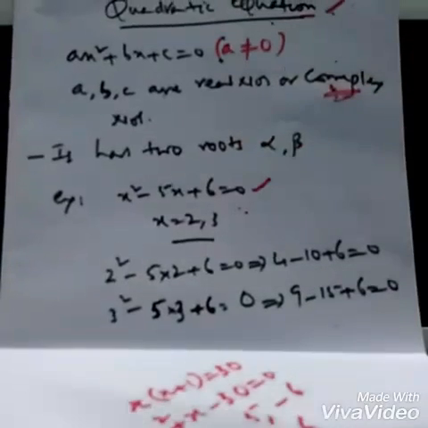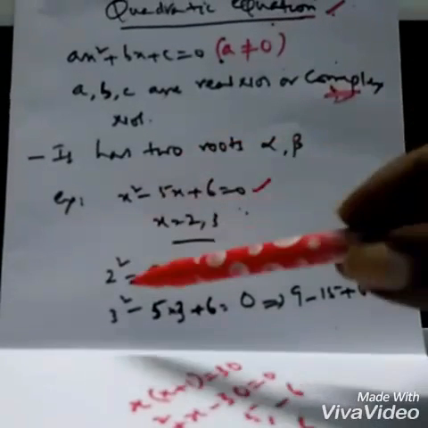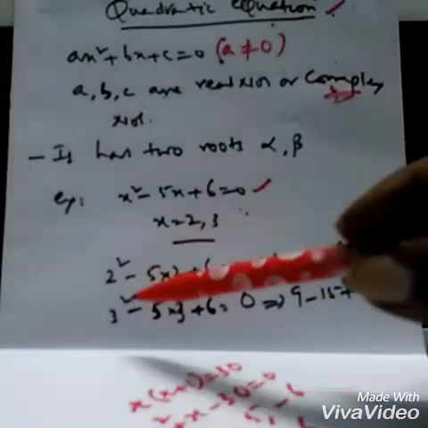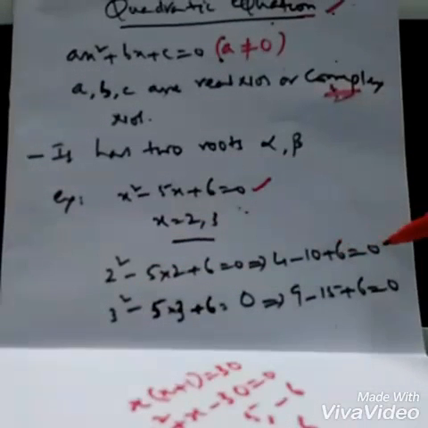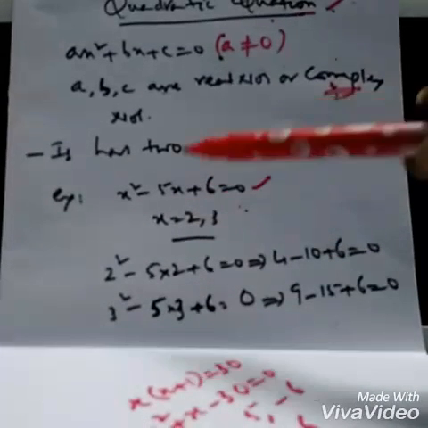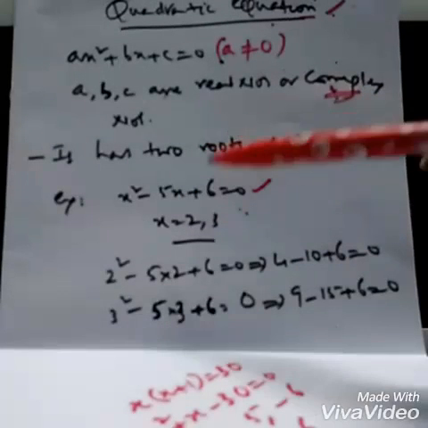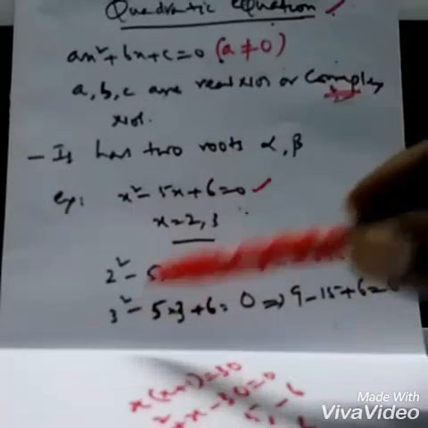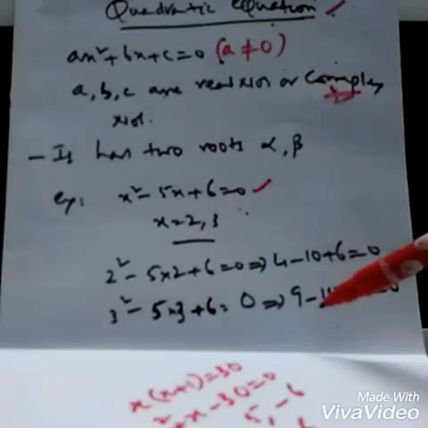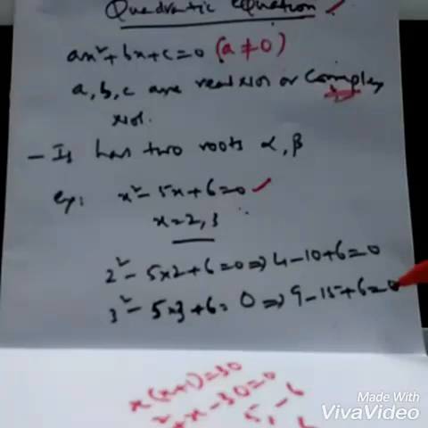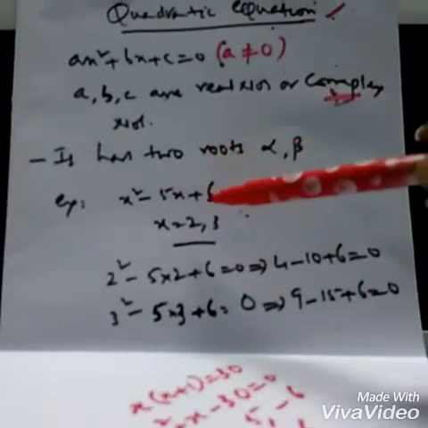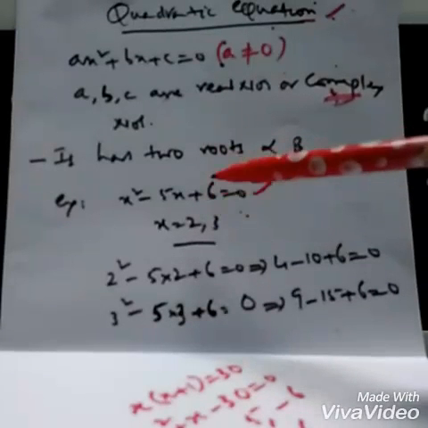Suppose I put x = 2 in this equation: 2² − 5 × 2 + 6, that is 4 − 10 + 6 = 0, so left hand side equals right hand side, satisfied. So 2 is a root of this quadratic equation. 2 is also sometimes called a zero of the quadratic equation. Similarly, if I put 3 in place of x, it is 3² − 5 × 3 + 6, again 9 − 15 + 6 = 0. That means 3 also satisfies. So the numbers 2 and 3 are the roots of the quadratic equation.